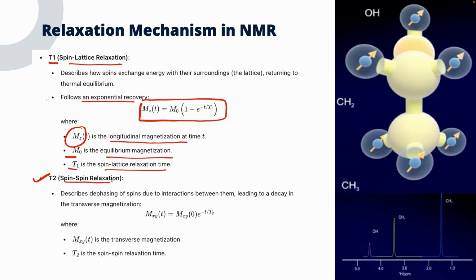Similarly, T2 spin-spin relaxation describes dephasing of spins due to interactions between them, leading to decay in the transverse magnetization, where Mxy(t) equals Mxy(0) times e to the power minus t by T2, where Mxy(t) is the transverse magnetization and T2 is the spin-spin relaxation time.